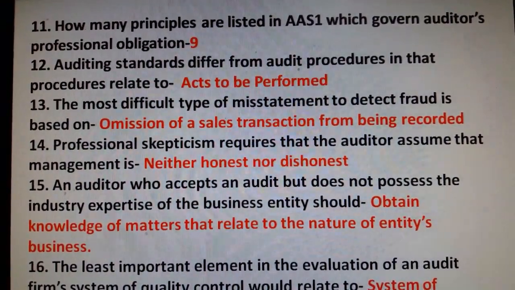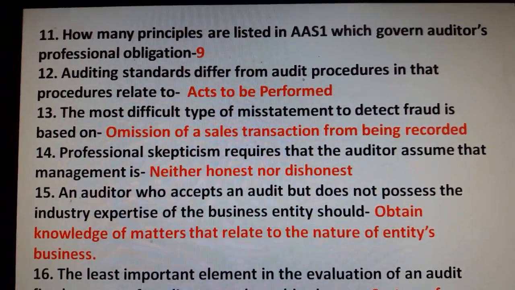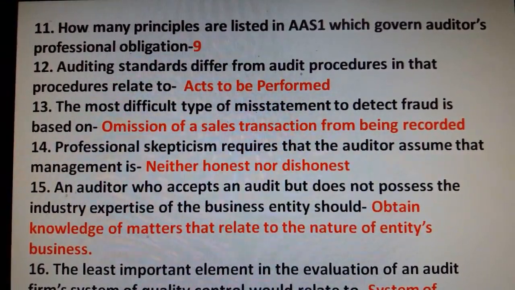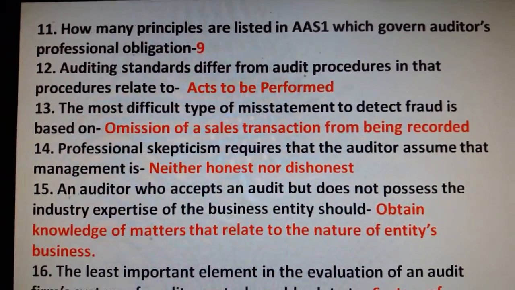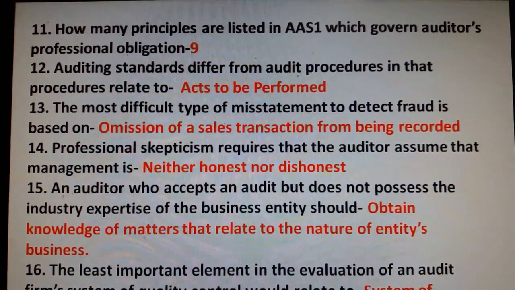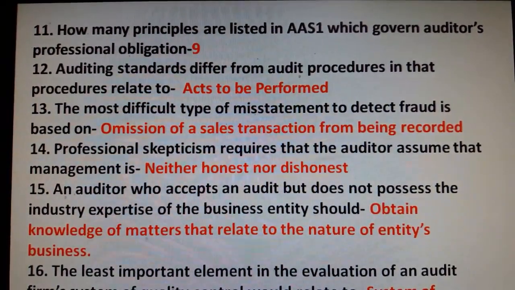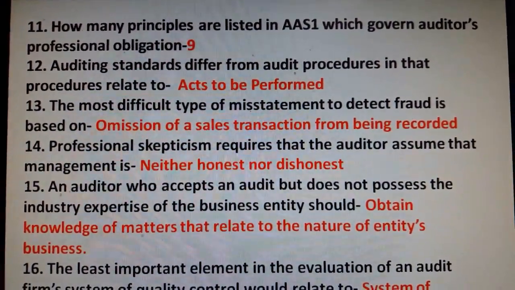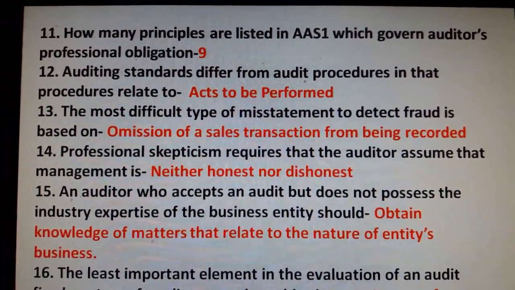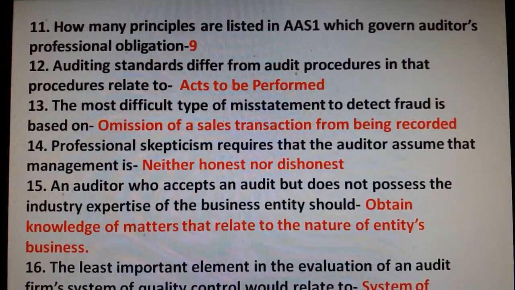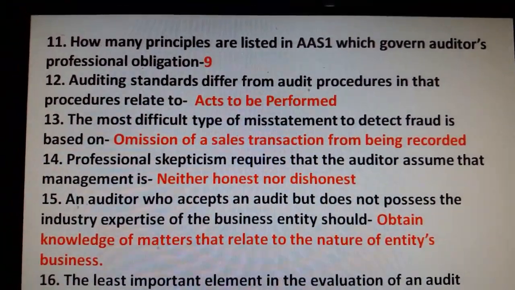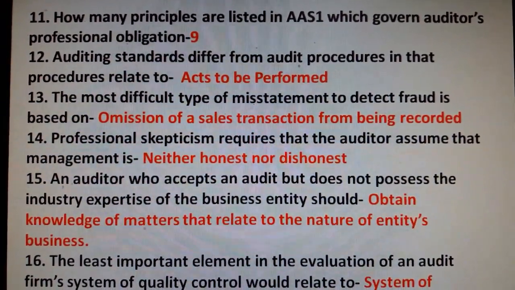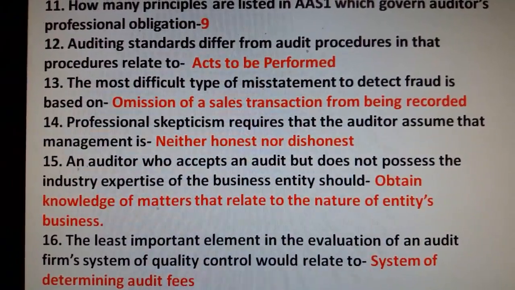9. Auditing standard differs from audit procedure in that procedure relates to acts to be performed. The most typical type of misstatement to detect fraud is based on omission of a sale transaction from being recorded. Professional skepticism requires that the auditor assume that the management is neither honest nor dishonest. Question number 15. An auditor who accepts an audit but does not possess the industry expertise of the business entity should obtain knowledge of matters that relate to the nature of entity's business.